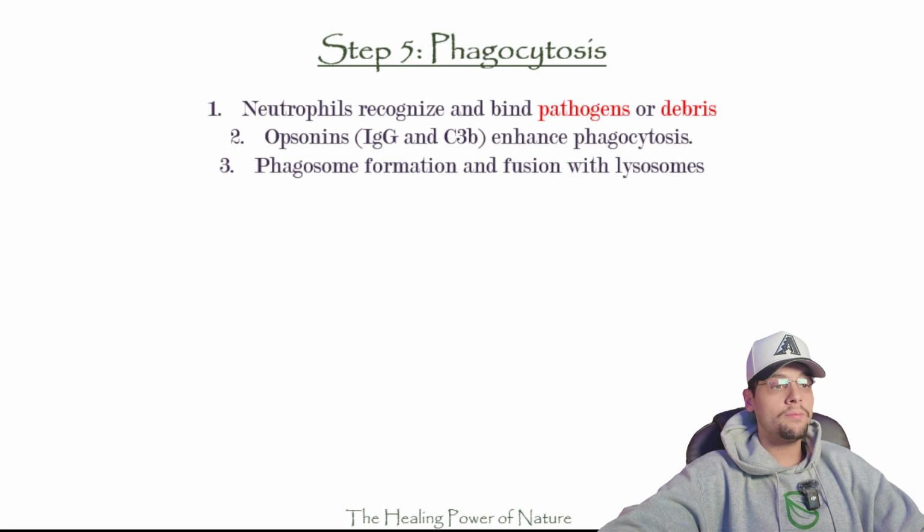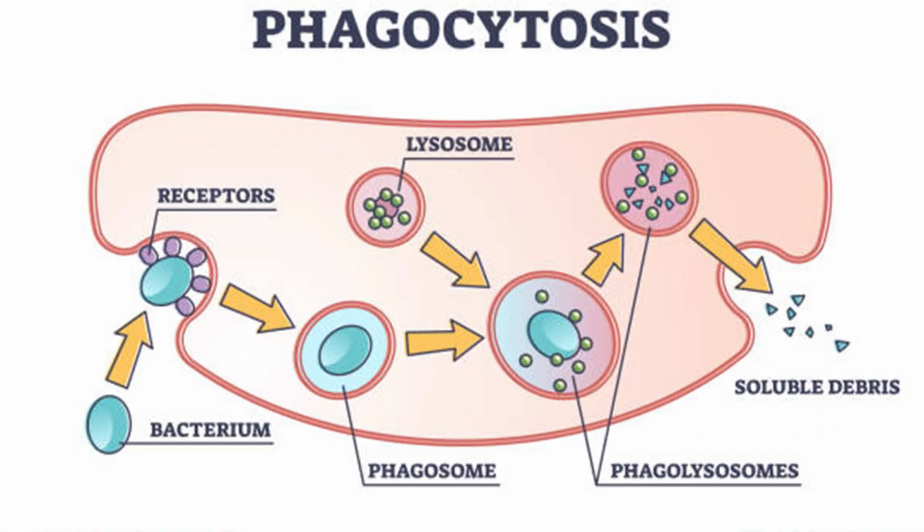Lastly, there's phagosome formation and fusion with lysosomes, or phagolysosome formation. Once pathogens are engulfed, they are enclosed within a phagosome. The phagosome fuses with the lysosome, forming a phagolysosome. Lysosomal enzymes and reactive oxygen species then kill pathogens.